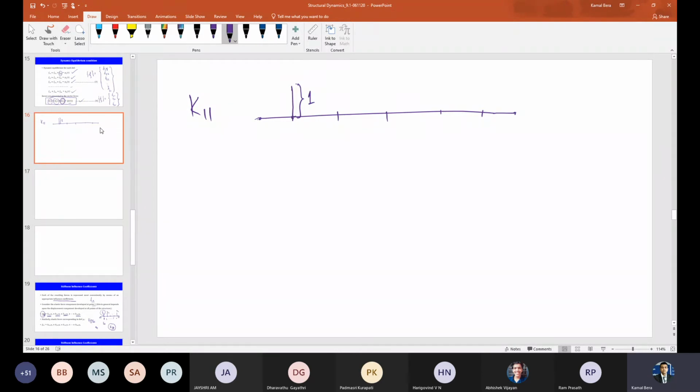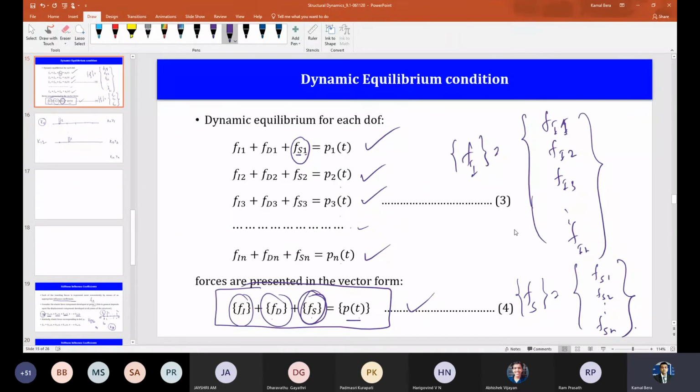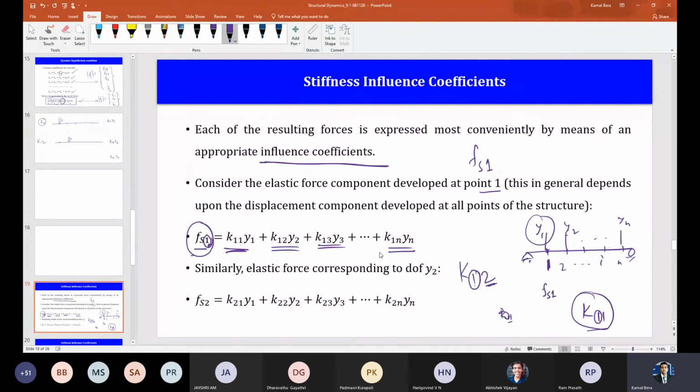But then what is the force at this node? I am calling it K11. But here the actual displacement is y1. So what is the actual force? K11 y1. Similarly, second case K12: what is the force here due to unit displacement here, and no displacement in all other coordinates? But here the actual displacement is y2, so the force is K12 y2. Similarly, K1n yn. Then, it being a linear system, I can sum it up. Superposition is valid.